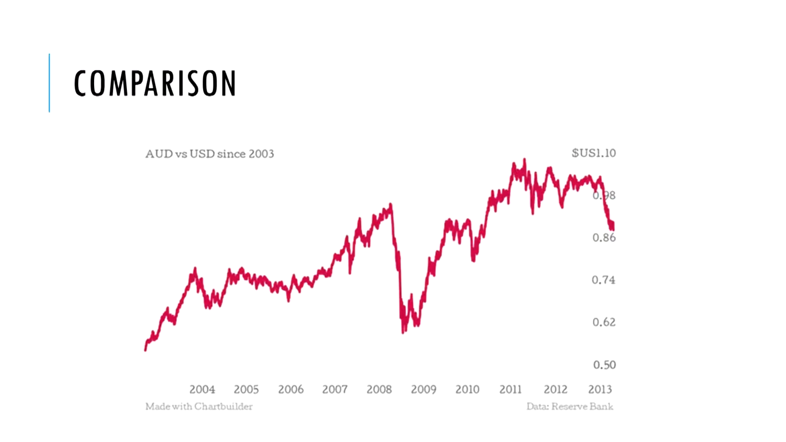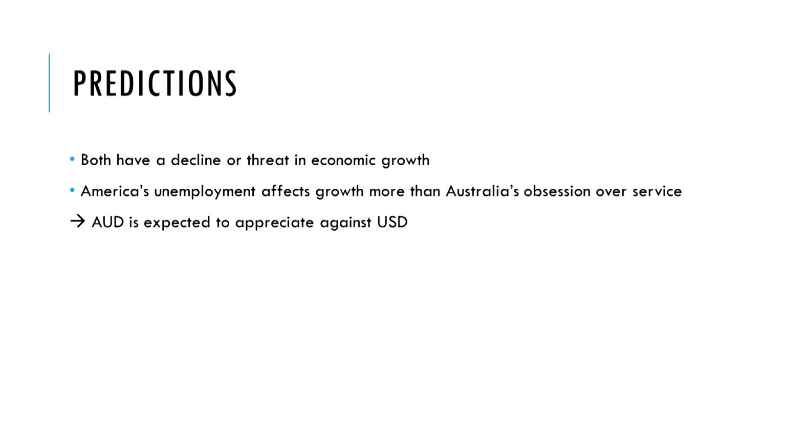Referring to another source, which is the Reserve Bank of Australia's graph of exchange rates between AUD and USD, we see that there is a trend for the AUD to appreciate against the USD over some time in history. Therefore, based on some research, we might come to the conclusion that both countries can expect a decline or threatened economic growth. However, in this instance, America's unemployment affects growth more than Australia's shift towards service. Hence why AUD has climbed in its value against USD and might even further appreciate in years to come. But we must look towards the other indicators to see if this could actually be the case.